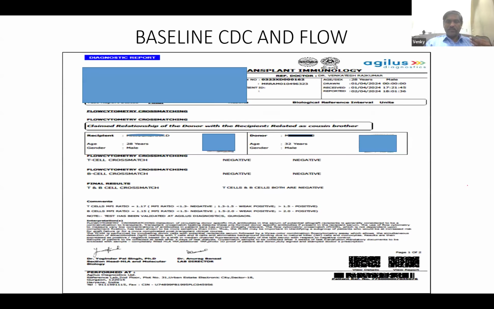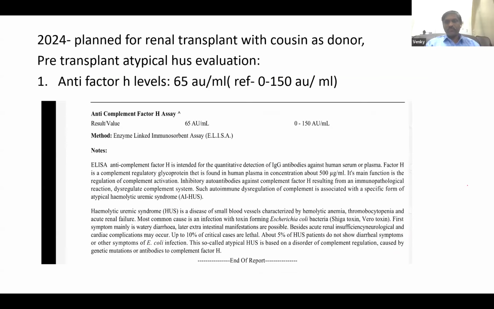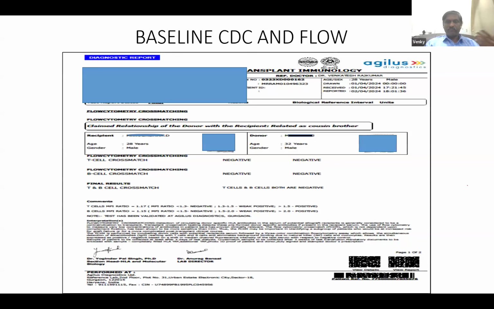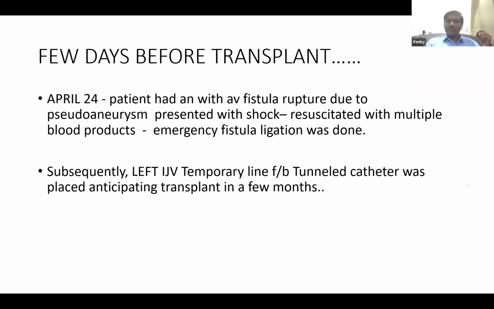And we actually planned to do transplant in the year 2024 with eculizumab as a backup. We arranged for eculizumab and we were about to proceed with the transplant. But what fate determined was few days before the transplant, he had an AV fistula rupture due to a pseudoaneurysm, and he presented with shock to us at emergency, for which we had to resuscitate with multiple blood products, and the fistula ligation was done. Subsequently, a left IJV temporary line followed by a tunnel catheter was placed, anticipating transplant in the next few months.